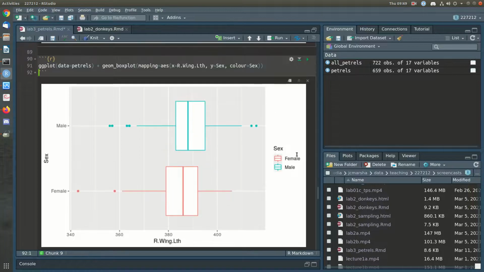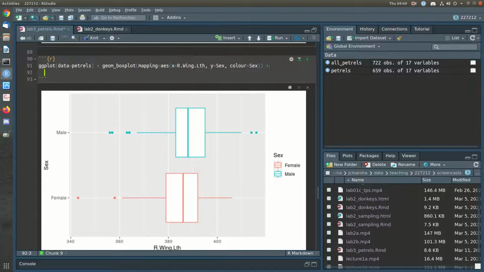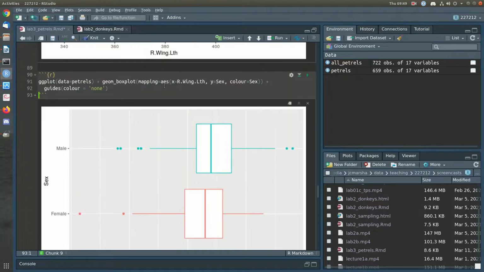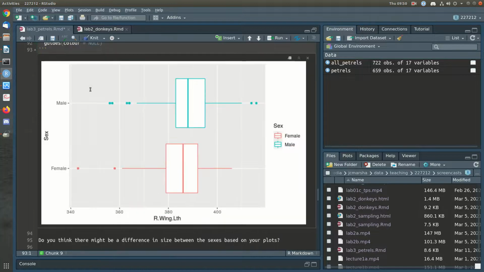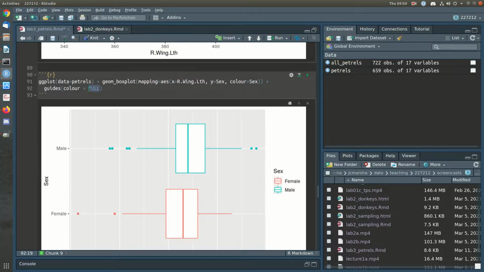But then of course the guide isn't useful because we already know that, so maybe we could turn the guide off. So the colour guide is going to be none. There we go. That's how you turn a guide off. I think null might also work. Let's try that. No, that doesn't work. None works.